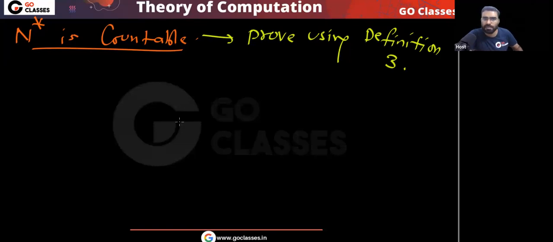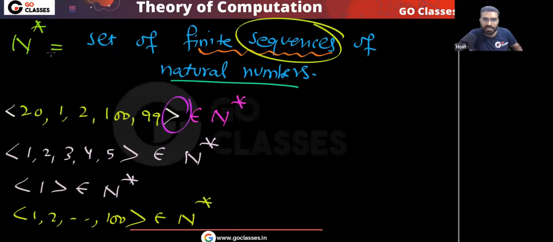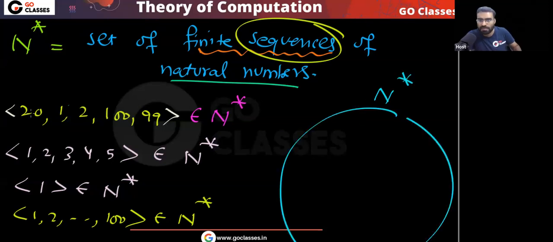Is this clear? Some student is asking, do these symbols belong? No, no. This is just to explain that this is a sequence, a finite sequence of natural numbers. In N star, every element will be like this. This will be a single element. This is just to represent that this is a single element.